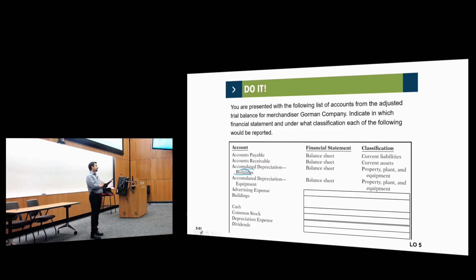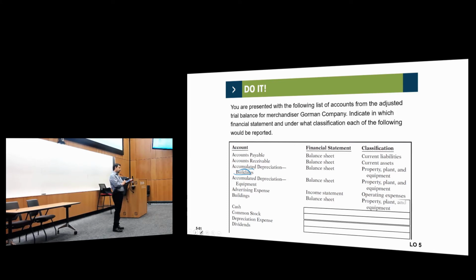Okay, advertising expense, income statement, it's operating expenses. When you say building, this is used for operation. It's not investment in buildings. Remember that if a building is used as an investment, it will be called long-term investment. But when they simply say building, the underlying assumption is that this is a building used for business operations. So it will be balance sheet and property, plant, and equipment.